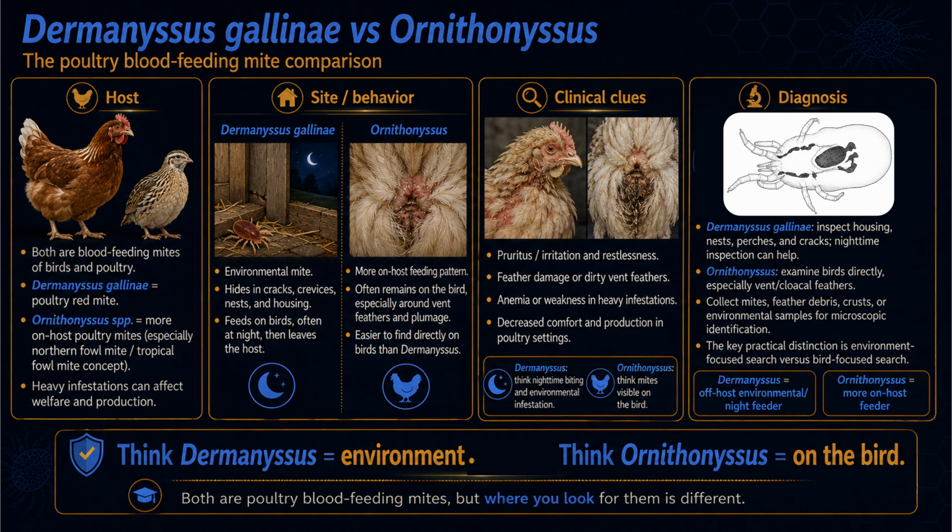Ornithonyssus species are more on-host. They are often easier to find directly on the bird, especially around the vent or cloacal feathers and plumage. Clinically, both of these mites cause irritation, restlessness, feather damage, dirty vent feathers, anemia, weakness, and reduced production in heavy infestations. Same problem, different search strategy.